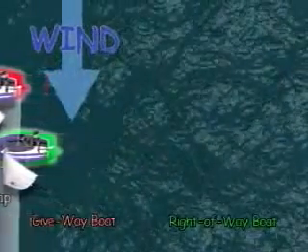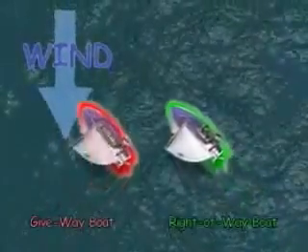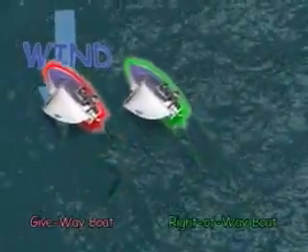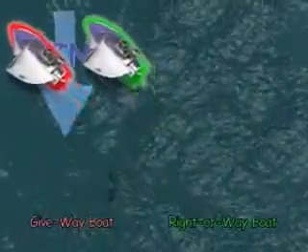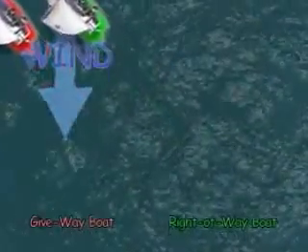A sailboat on a port tack, with its boom over the starboard side of the boat, shall keep clear or give way of a sailboat on a starboard tack, with its boom over the port side of the boat.